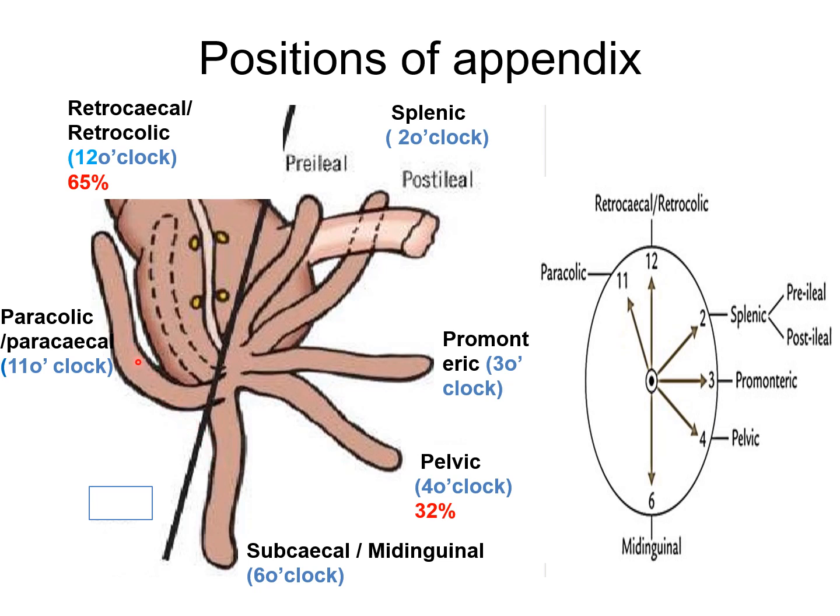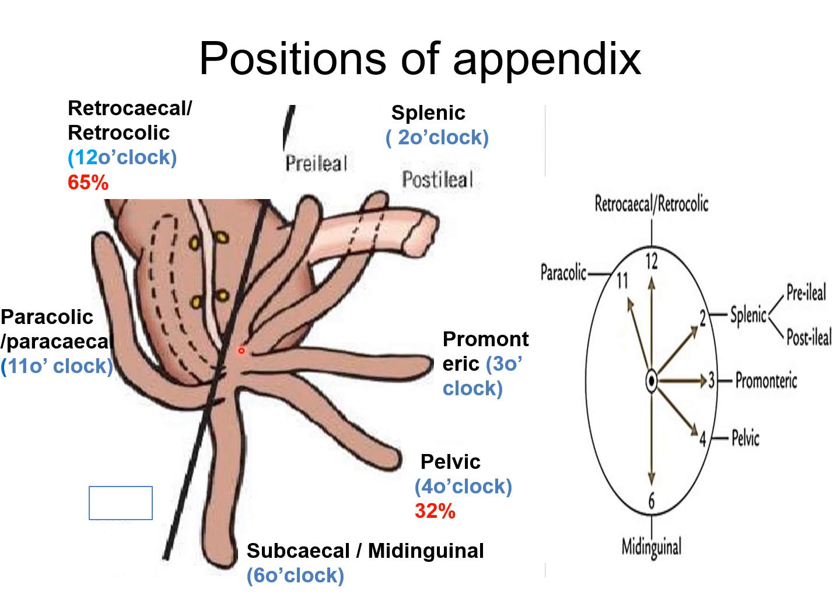Paracolic position is also called as the paracecal position and this is the 11 o'clock position. Here the appendix passes upwards on the right side of the ascending colon and cecum. And the second one is the retrocecal or retrocolic position. It is also known as the 12 o'clock position. And this is the commonest position. Here the appendix passes upwards behind the cecum and ascending colon. It is almost about 65.28%.